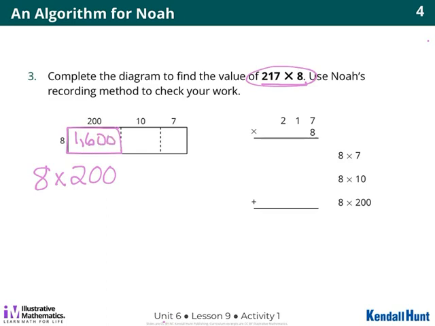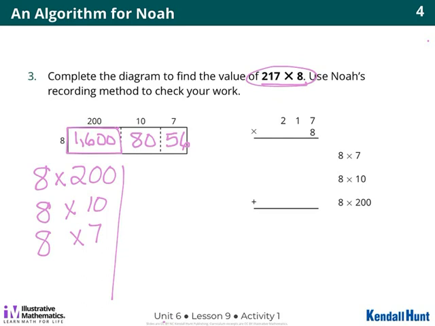Then we go to our tens place, and we're going to do 8 times 10. What is 8 times 10, Charlie? It's not 800, just times 10. Oh, 80. 80, it's just 80, yeah. And then we go to our ones place, and we're doing 8 times 7. And what is 8 times 7? Mason? 56. Okay.